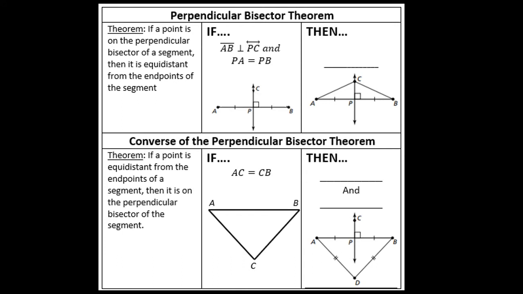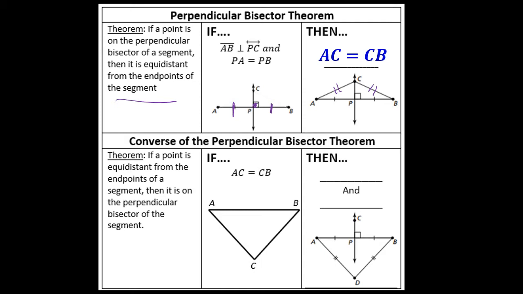So, perpendicular bisector theorem. If we read over here on the left, the perpendicular bisector theorem says if a point is on the perpendicular bisector of a segment, then it is equidistant from the endpoints of the segment. So if we look pictorially, we have a right angle. AB is perpendicular to PC, and PA is perpendicular to PB. So what that means for us is that AC is going to be congruent to CB. It's going to have equal measures.